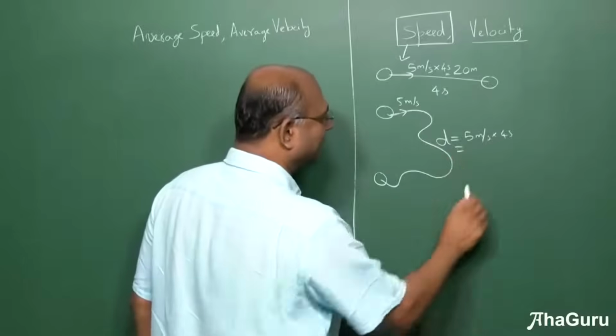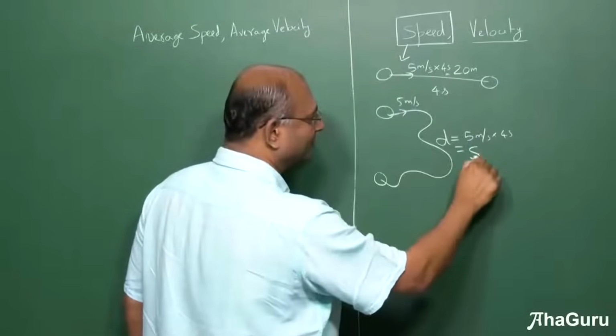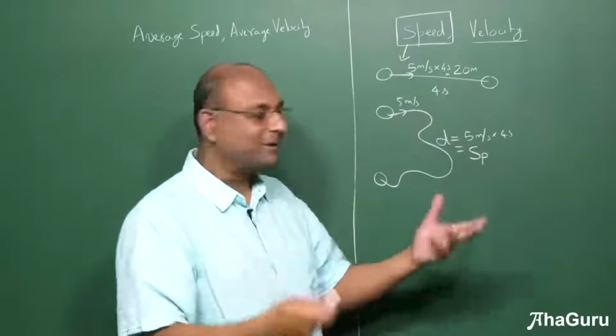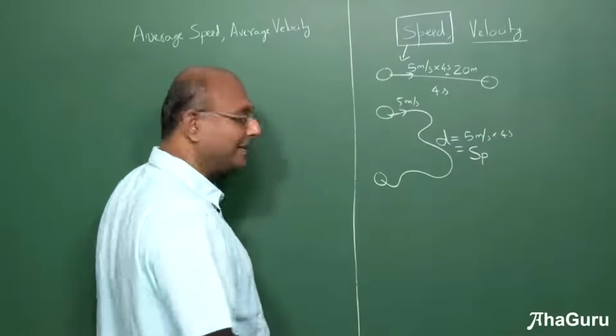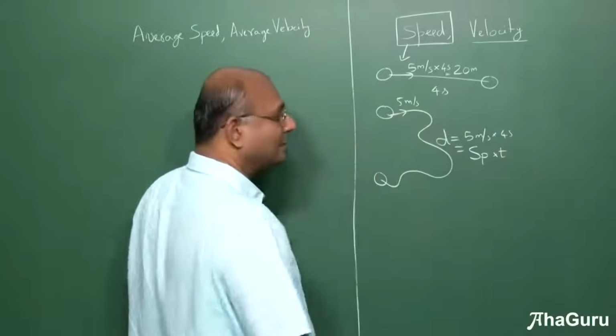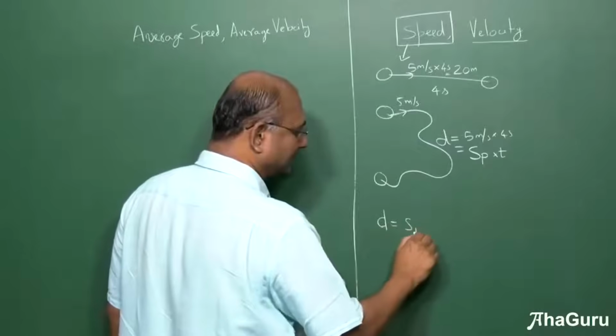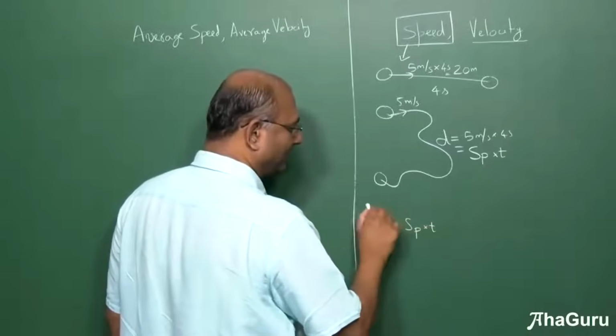So in general, we will write speed. So for speed, I need a symbol. So I will use the symbol SP. There is no real symbol for speed. So we use the symbol SP. So speed into time is the distance. So keep that in mind. So distance is equal to speed into time.